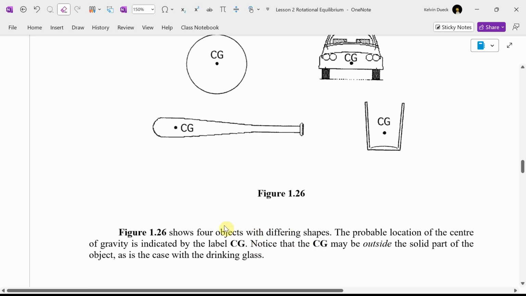So here's 4 objects with different shapes. The probable location of the center of gravity is indicated by CG. The CG, the center of gravity, might be outside of the actual point, as you see here.